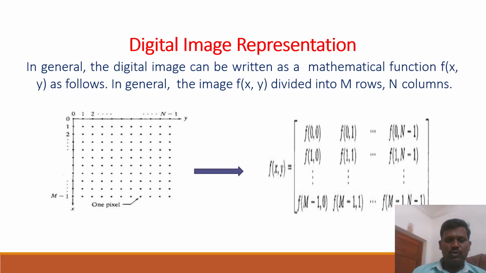At each point, how much light is available is represented as a function of x comma y. The function value at the 0 comma 0 coordinates is denoted by f of 0 comma 0. You can observe this on the right side. At the location 0 comma 1, the light intensity is represented as f of 0 comma 1, and so on. Likewise, the last point or pixel value in the image is represented as f of m minus 1 comma n minus 1. In this way, you can represent any digital image in the form of an m by n matrix.